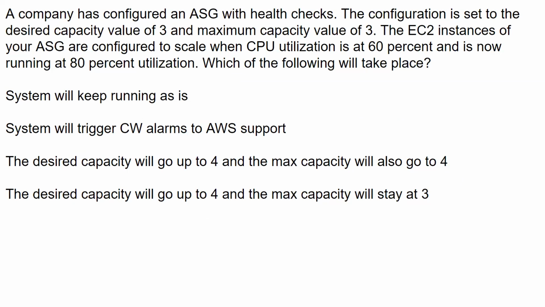System will keep running as is. System will trigger CloudWatch alarms to AWS support. The desired capacity will go up to 4 and the max capacity will also go to 4. The desired capacity will go up to 4 and the max capacity will stay at 3. The system will keep running as is.